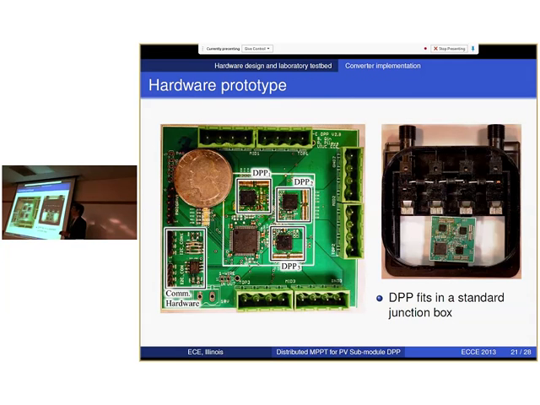So here is the resulting hardware, and we put a coin for scale. As you can see here, we integrate 3 DPP converters on one chip, on one PCB, and it can be well fitted in one junction box. So we can actually achieve PV junction box integration.